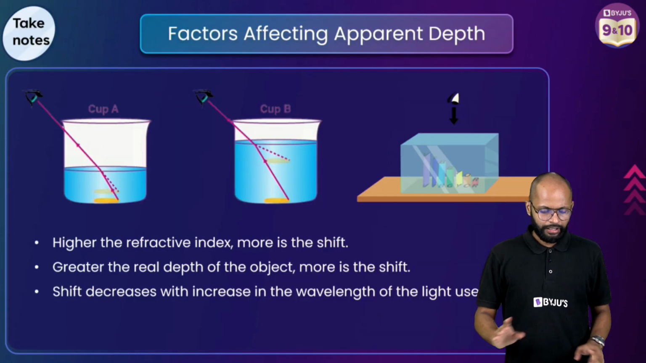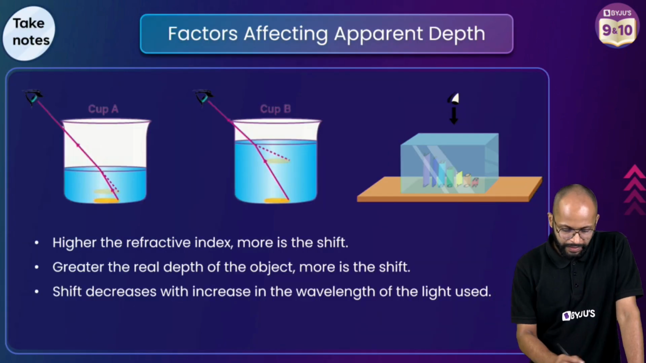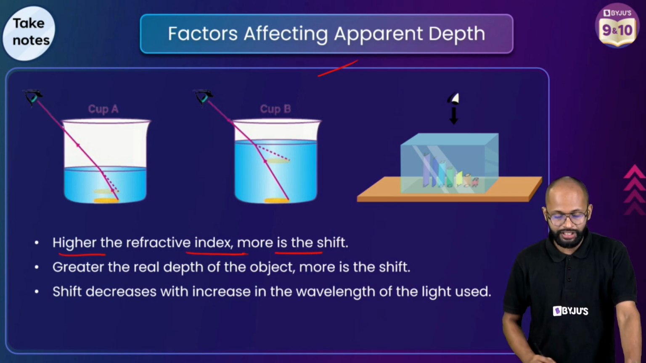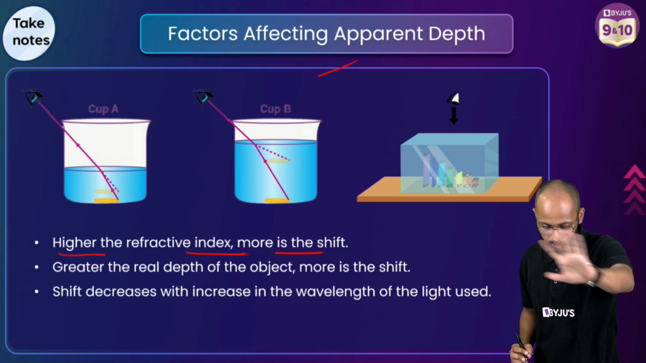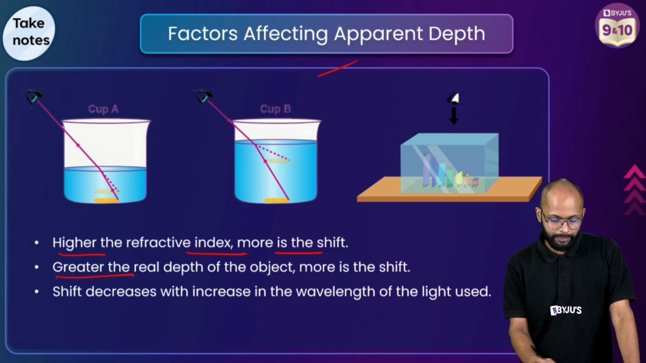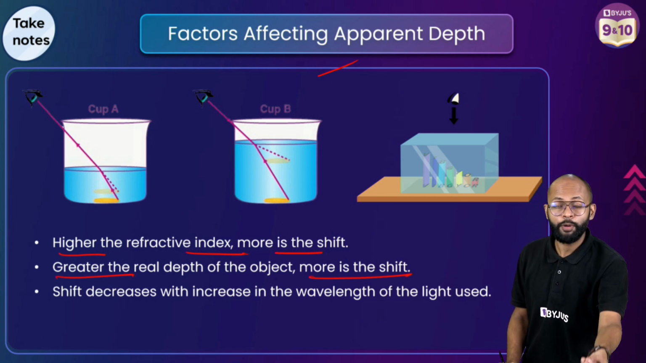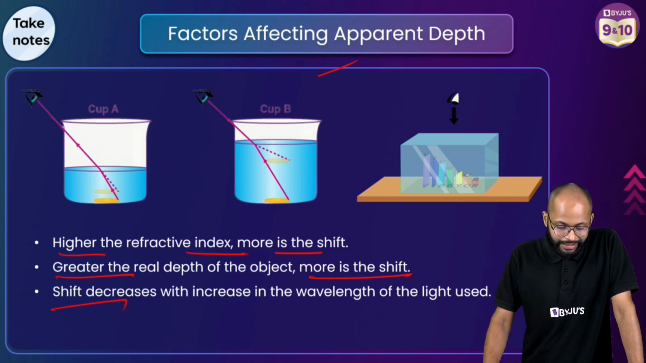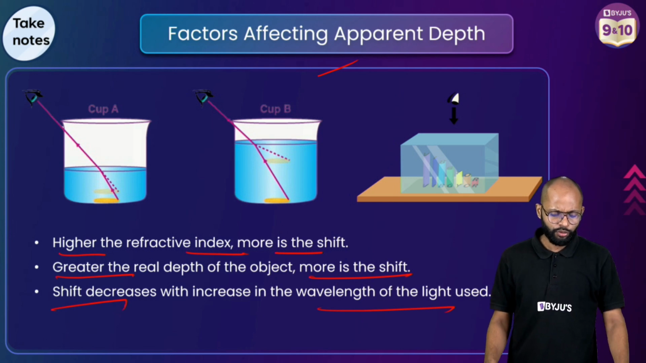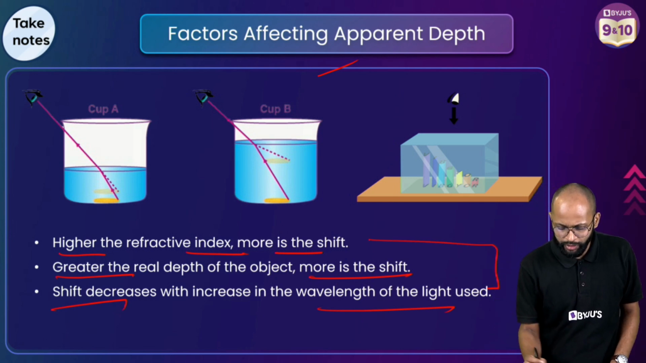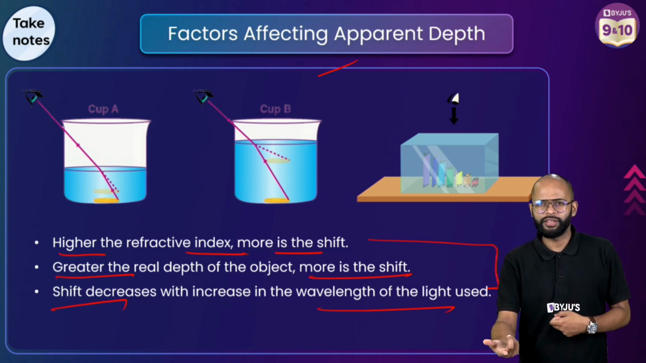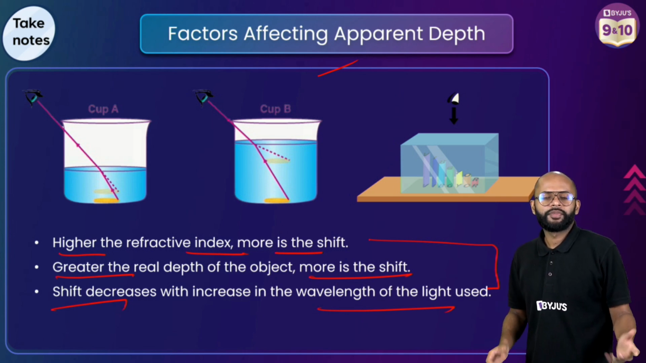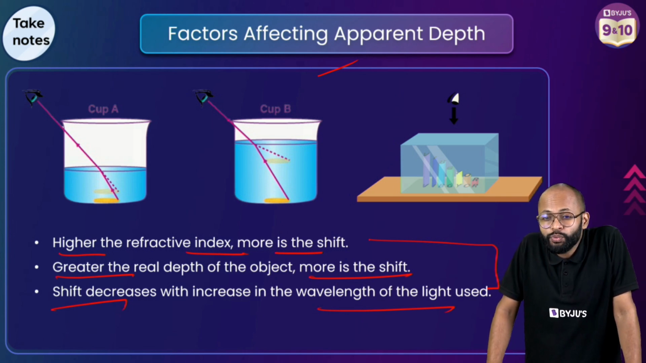Very easy. Now, let's just sum everything up. Factors affecting apparent depth. Very important. Higher the refractive index, more is the shift. The one that bends more will shift more. Very simple. Greater the real depth, more is the shift. The one that is deeper will have more shifting. Very easy. Shift decreases with increase in the wavelength of the light used. Actually, first point and third point are actually the same thing, just other way of saying the first point. Last point is saying shift decreases with increase in wavelength.